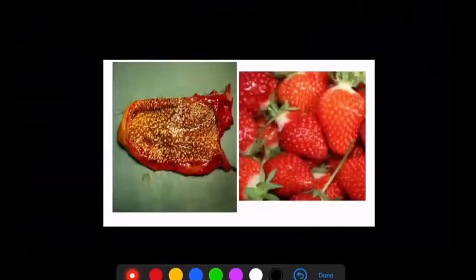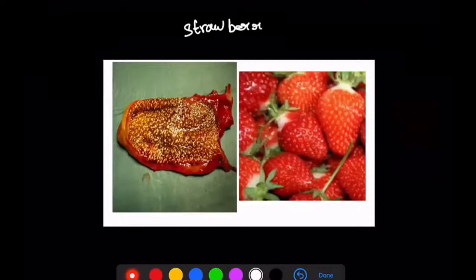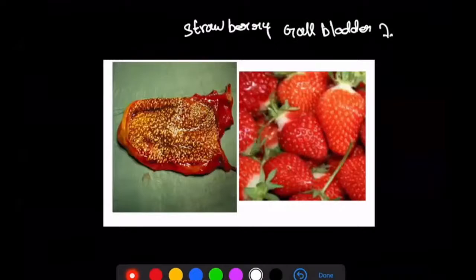Yes, you have the image of a strawberry and the image of a resected portion of the gallbladder. Anyone? It's actually a surgery image, but I want to teach you this image because this was asked in NEET. Cholesterosis. Very good, very good. Cholesterosis. So this is the strawberry gallbladder seen with cholesterosis of the gallbladder.